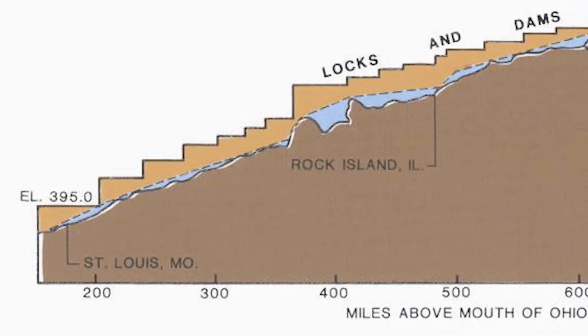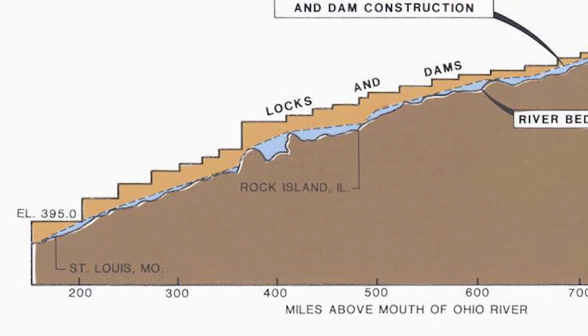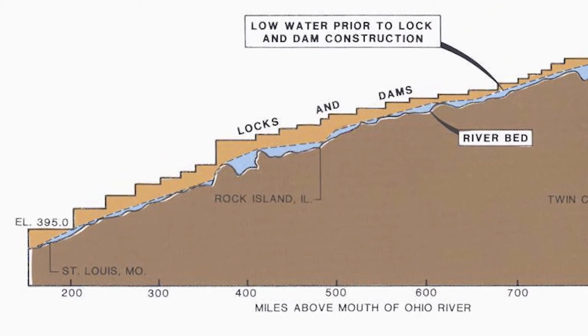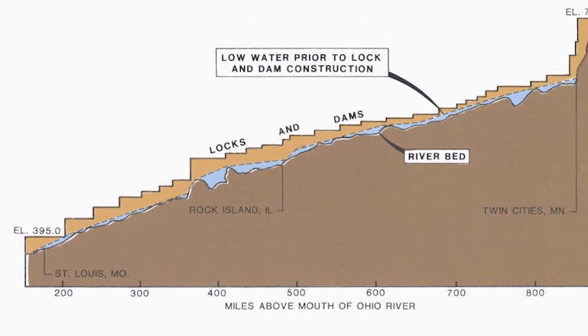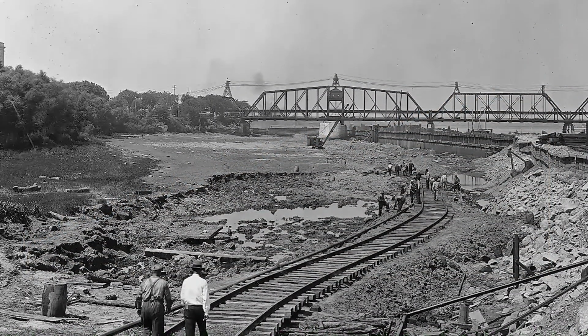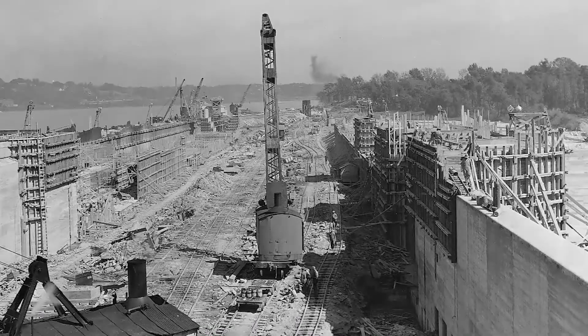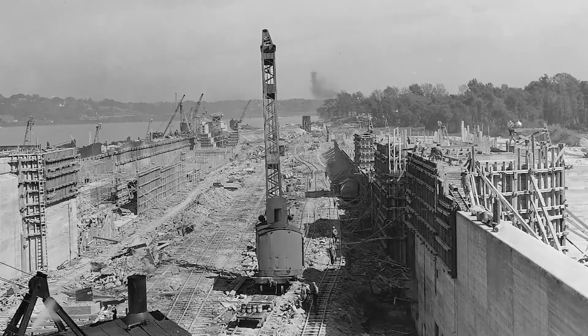This was done by means of creating a staircase of sorts, using 28 locks and dams between the Missouri River and Minneapolis, with 12 of these locks built by the Rock Island District. In the 1930s and 1940s, construction of the locks and dam engaged almost all of the district's efforts. The first of the series was Locks and Dam 15 at Rock Island, Illinois, which was completed in 1932. The final piece came in 1940, with the completion of Lock and Dam 14 near LeClaire, Iowa.